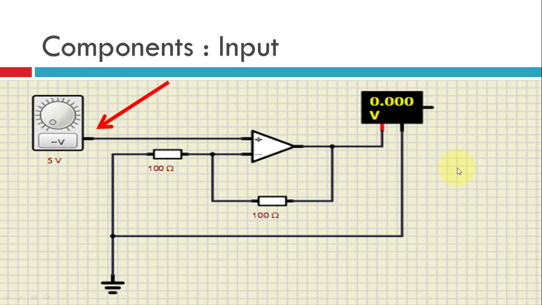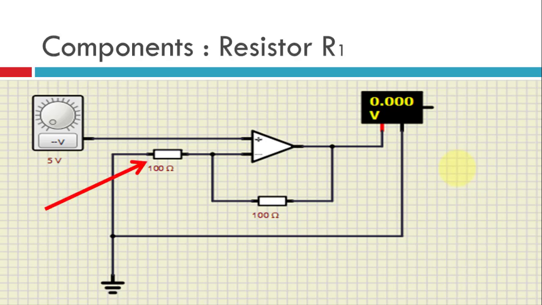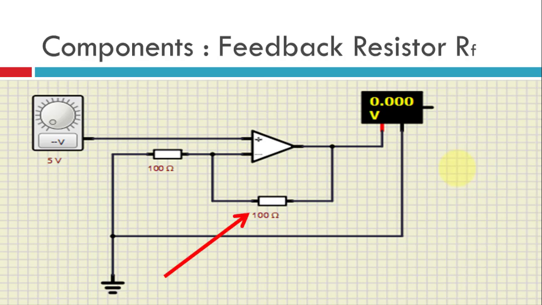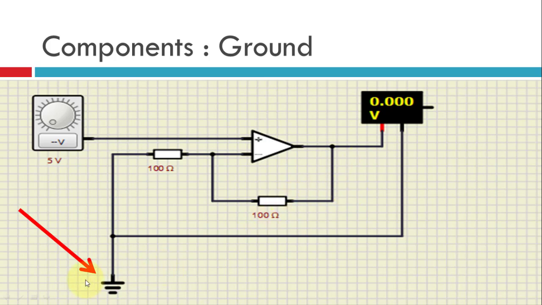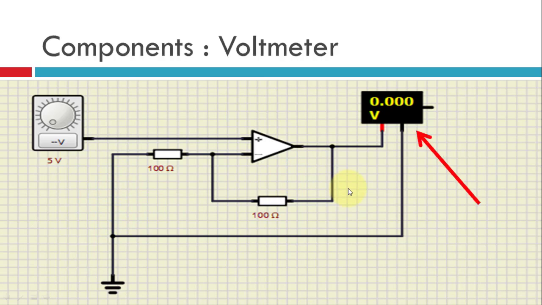The input, so we are using a DC input which is directly connected to the non-inverting end. Then we have the resistor R1. One end of the resistor is connected to the inverting end and the other is connected to the ground. Then we have the feedback resistor, so we are using a negative feedback, so the output is given back to the input through this 100 ohms resistor. Then we have the ground to complete the circuit. Then we have the voltmeter which measures the output voltage.